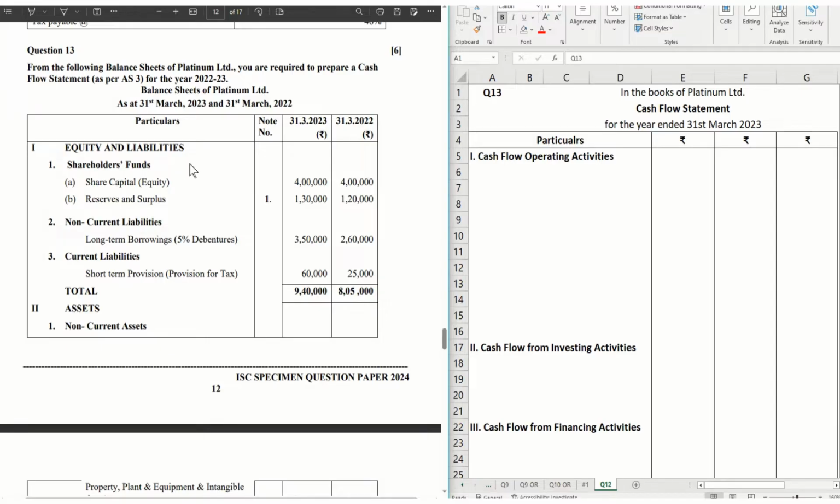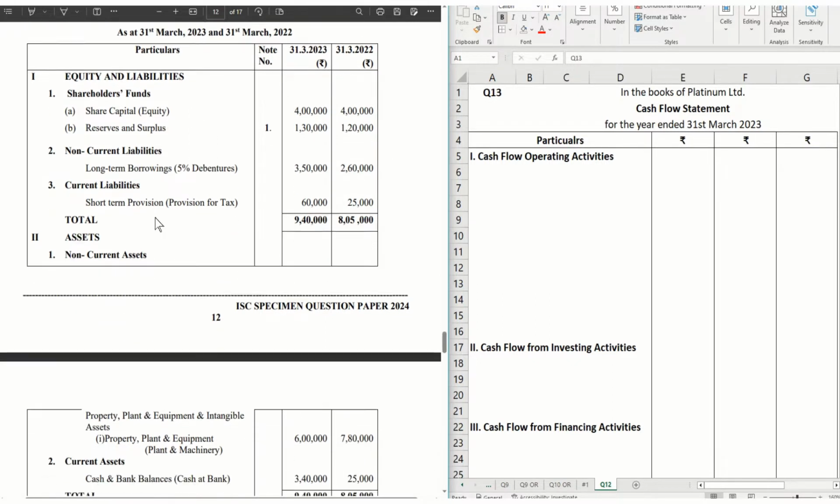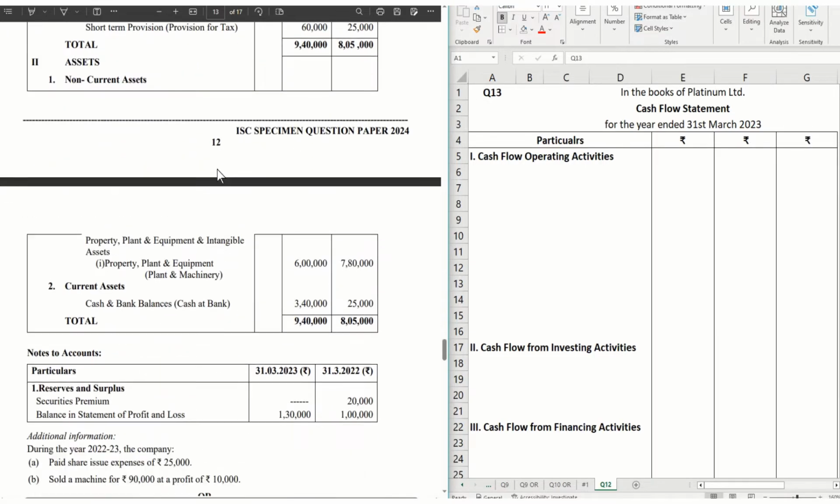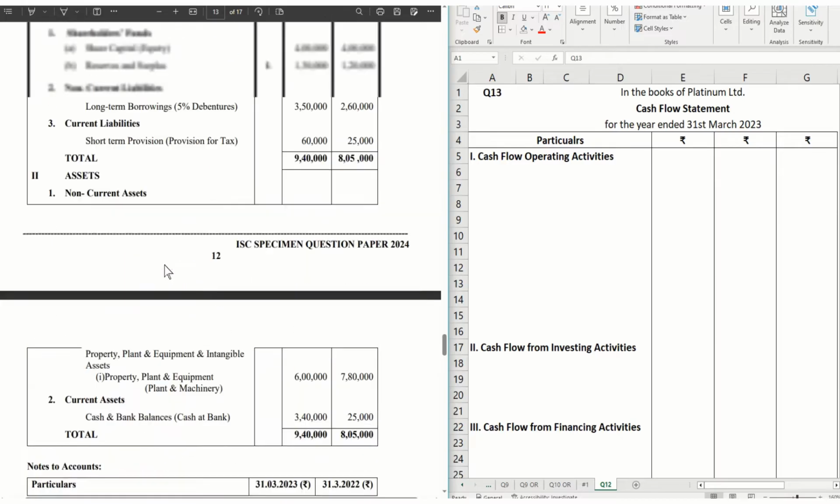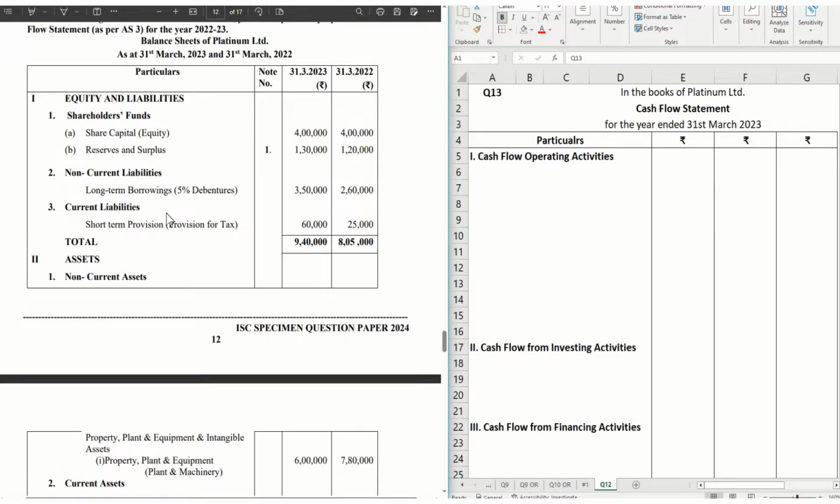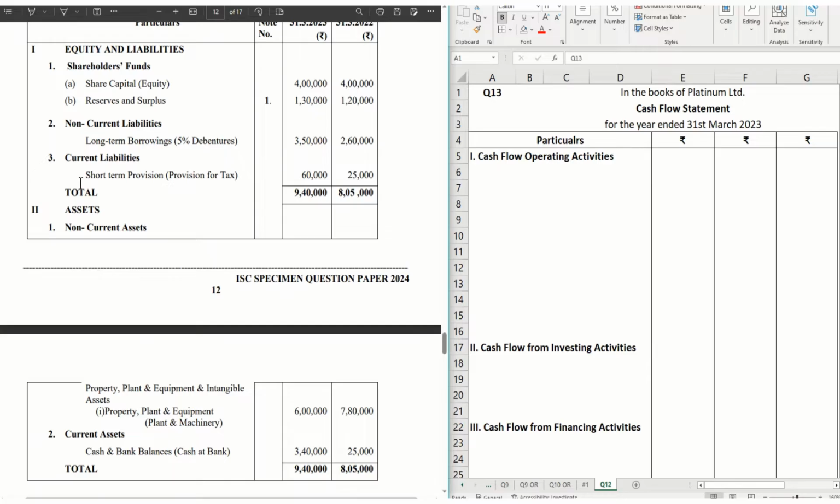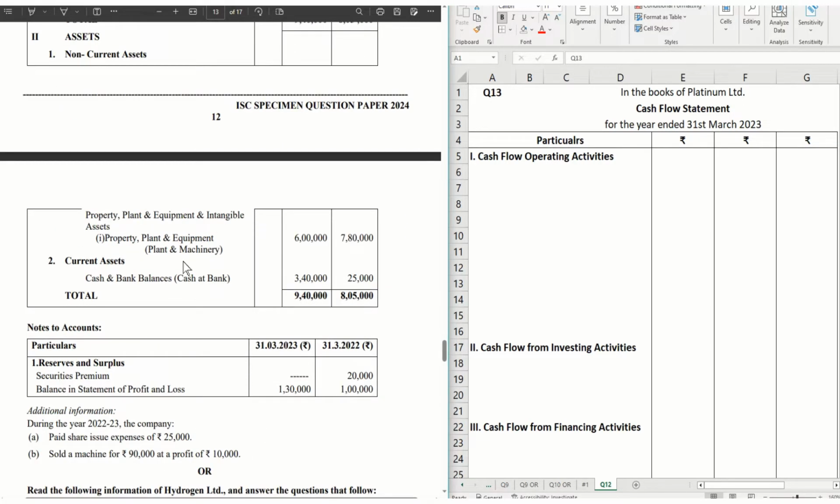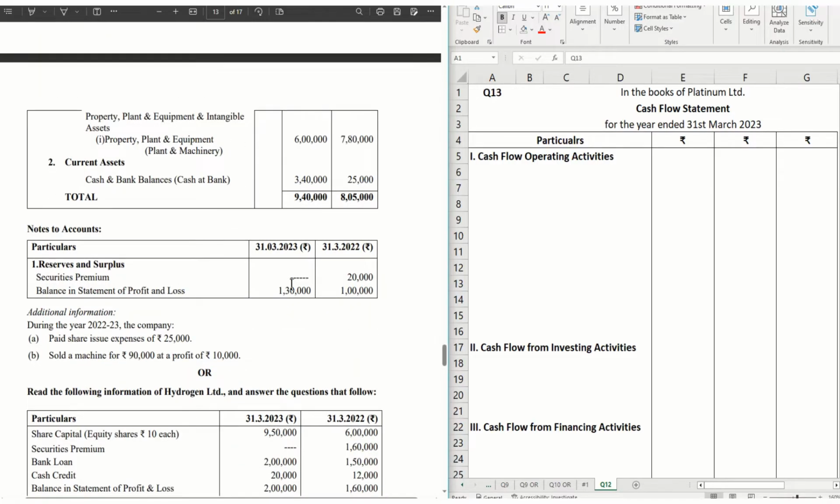This is the cash flow sum and we have the information given. The balance sheet is given of Platinum Limited for the year ended 31st March 23 and 31st March 22. We have some of the basic information given, which is share equity, reserve and surplus, long-term borrowings, where we have 5% debentures, short-term provisions, we have provision for tax. We have property, plant and equipment, cash and bank balances. Under reserve and surplus, we have securities premium and statement of profit and loss. We have share issue expenses, which is there, and we also have machine which is sold.